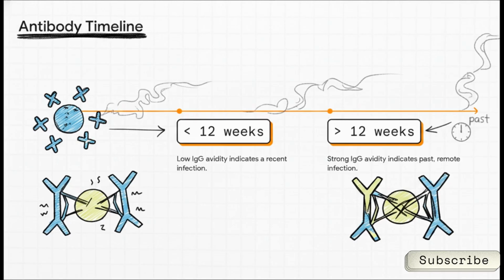For serology, just use this simple rule of thumb. IgM means momentary. It shows up early, usually within the first 1 to 2 weeks, pointing to an acute infection. But what happens if the IgG comes back positive? Well, to figure out exactly when the infection happened, we test the IgG avidity, basically how tightly the antibody binds to the antigen. Low IgG avidity indicates a recent infection, something under 12 weeks. Strong avidity means it's an old, remote infection, over 12 weeks old.